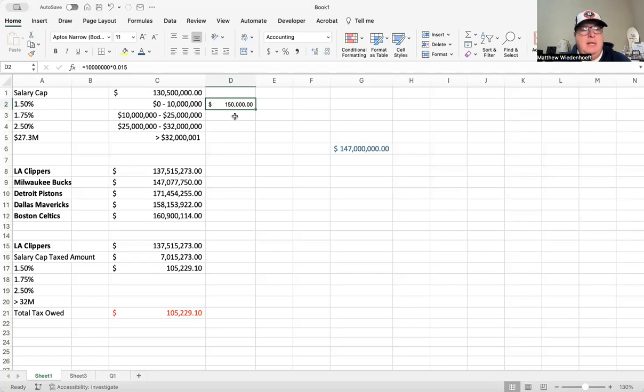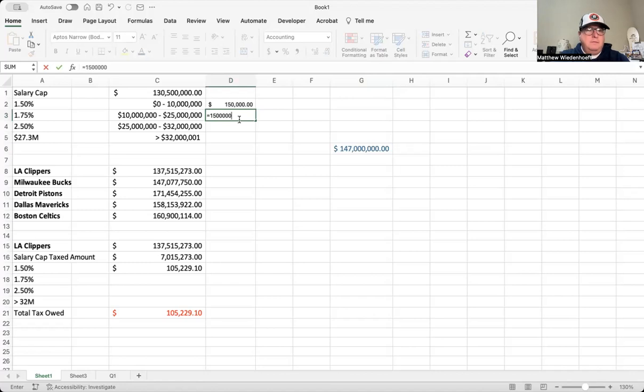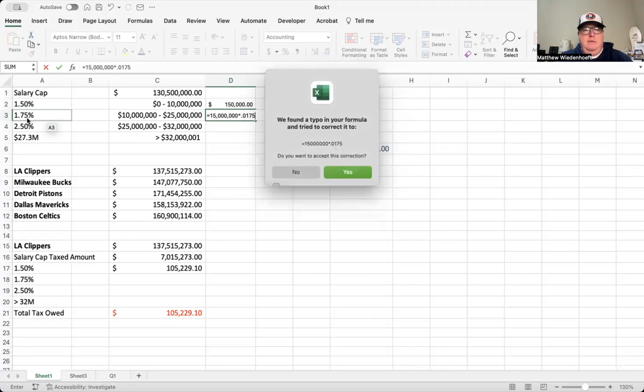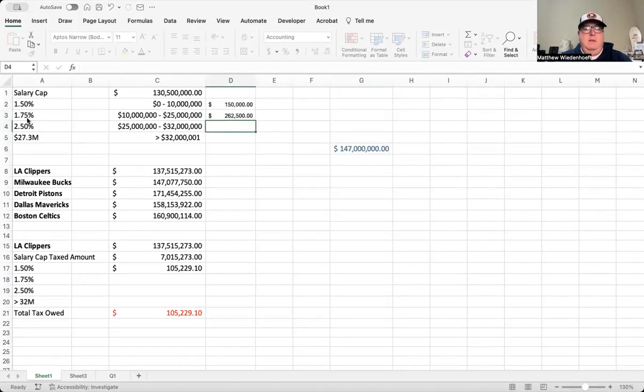Then I would figure out what the next tier amount is, and it's between 10 and 25 million. So 25 million minus 10 million is 15 million. So we're going to take 15 million and multiply that by 1.75%. So again, it's 0.0175. And yes, that's what we want. That means that level is now taxed at $262,500.